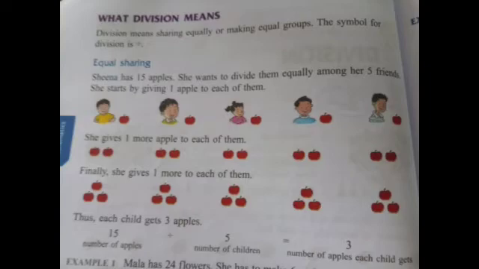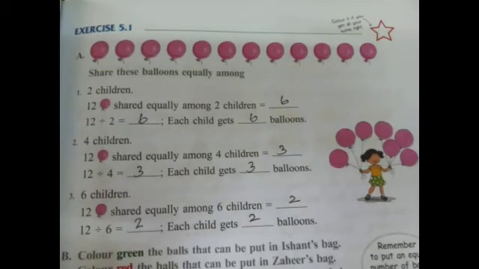Next one is exercise 5.1. Here some balloons are there. Share these balloons equally. First, 2 children are coming. So there are 12 balloons. You can divide 12 among 2 people. So 6 balloons for each one. 12 divided by 2 is 6. Each one gets 6 balloons.